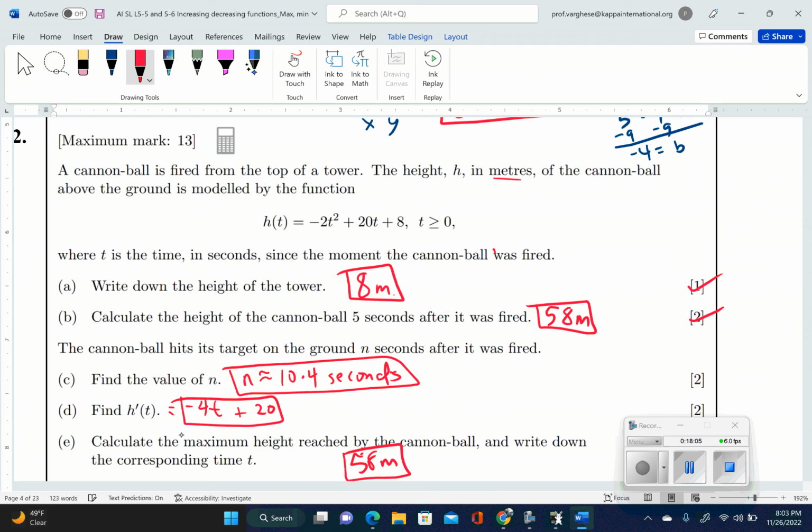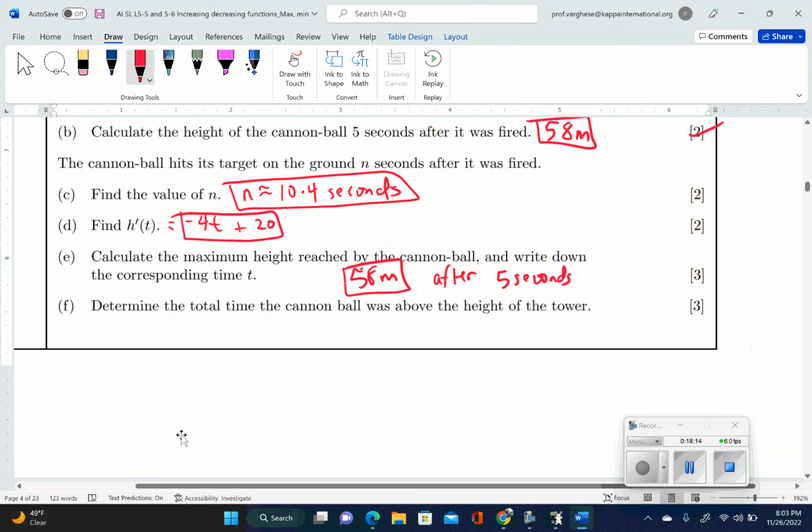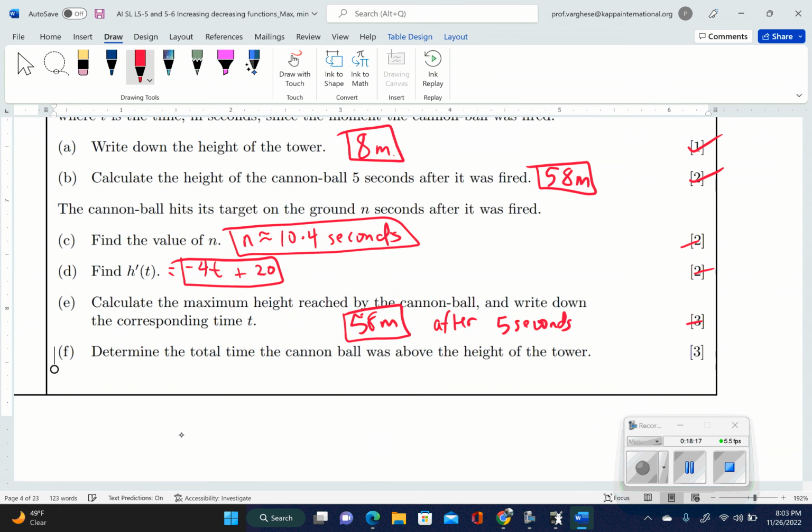And it says write down the corresponding time. So this is after 5 seconds. 5 seconds. Okay, so this is our full points for this question. Done. Oh, let's do F. Let's get these 3 points right here.